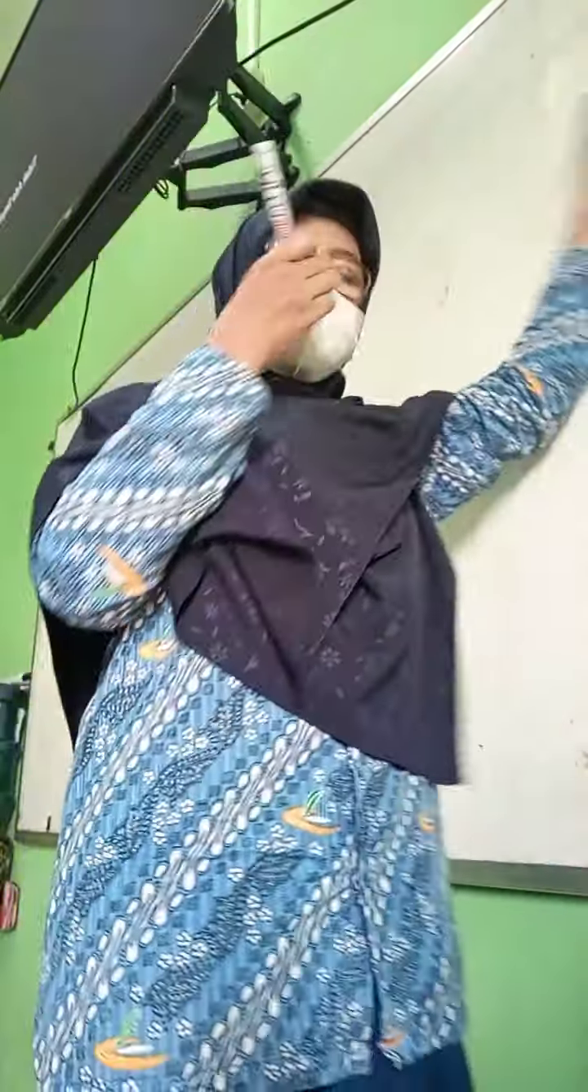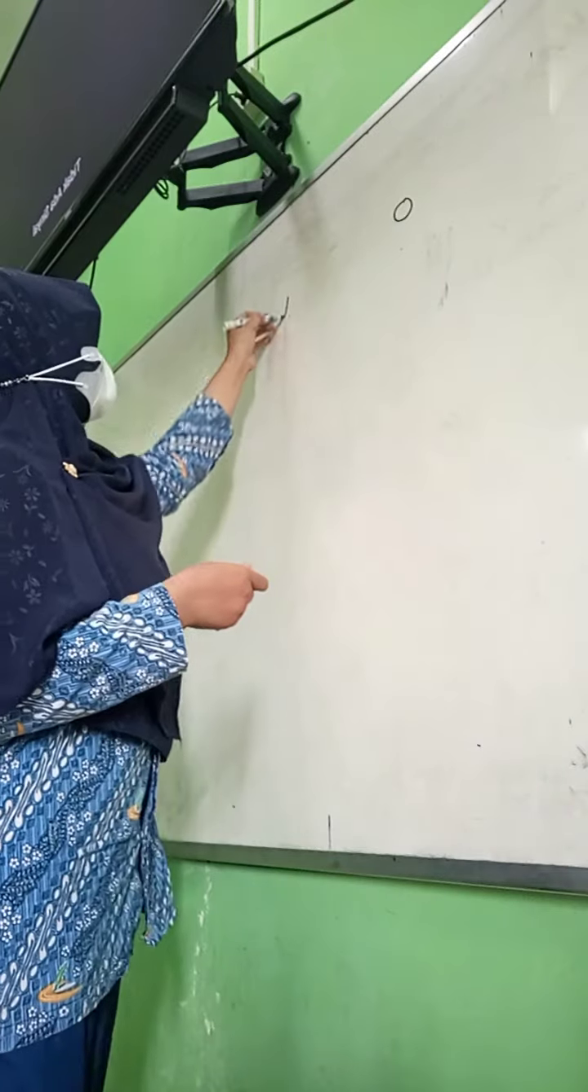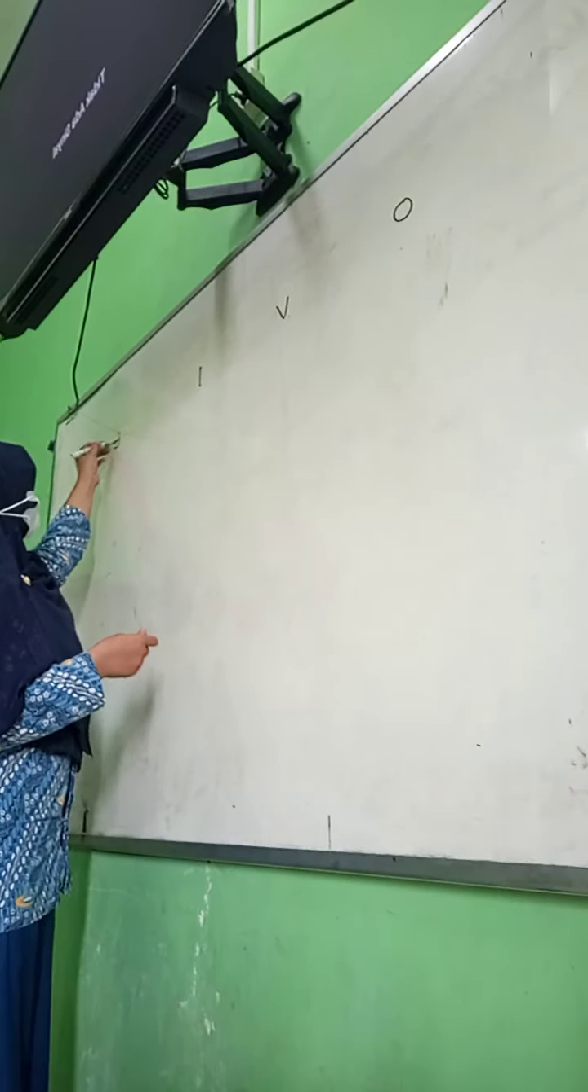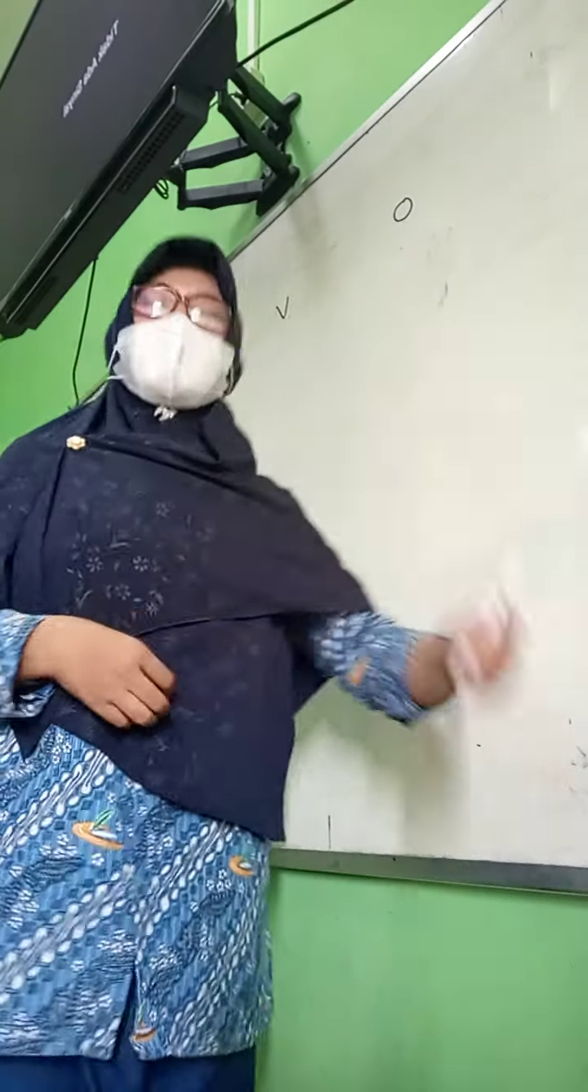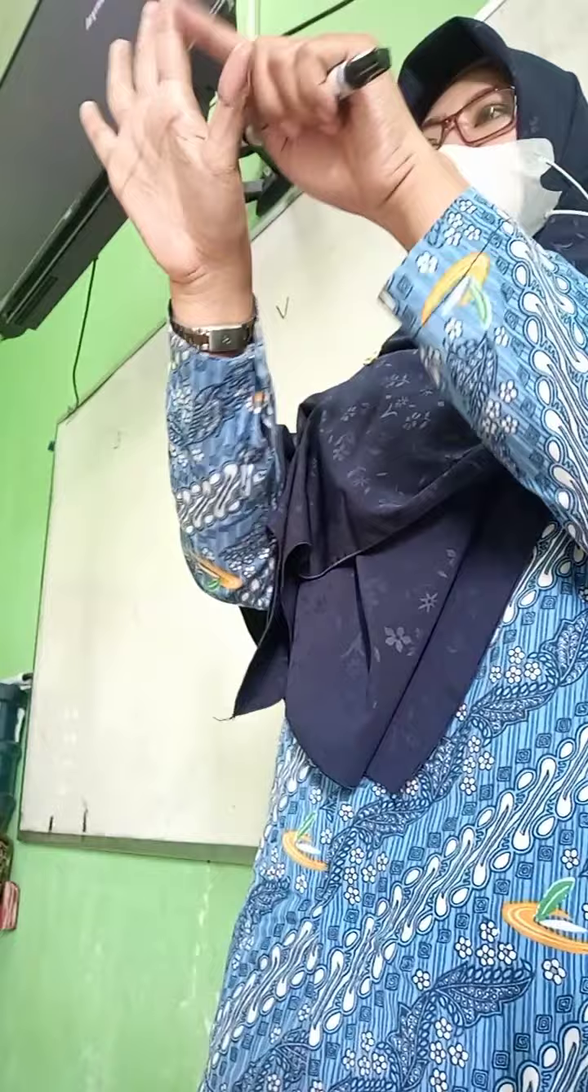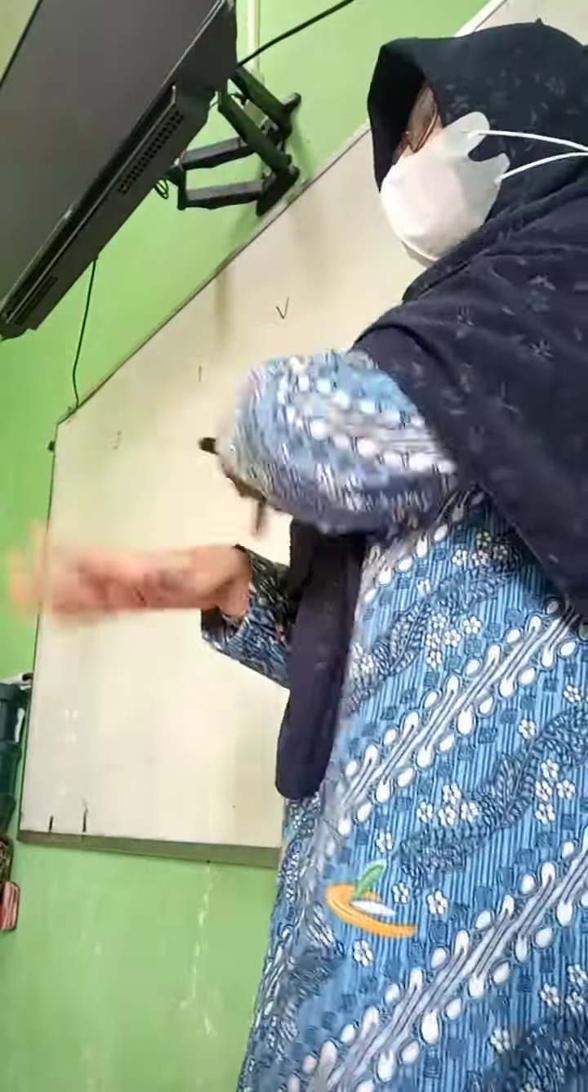what if we make a game first? Movie. M. O. V. I. E. Movie is derived from 5 alphabets. M-O-V-I-E. 1, 2, 3, 4, 5. Okay, let me divide you into 5 groups. Group 1, 2, 3, 4, 5.